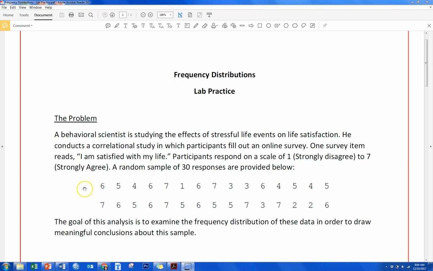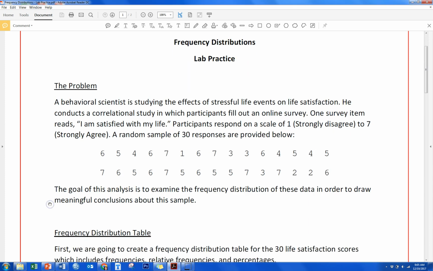So down here we have 30 different people. Each number is a score on this particular item from a different person. So the 6 represents a single person who answered 6. So they are agreeing with the statement, "I'm satisfied with my life." Over here is a 1. This individual strongly disagreed with the statement. They were not satisfied with their life. So the goal of this analysis is to examine the frequency distribution of these data in order to draw meaningful conclusions about this sample. Okay, very good.